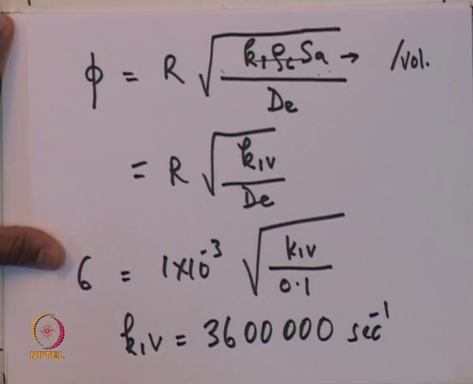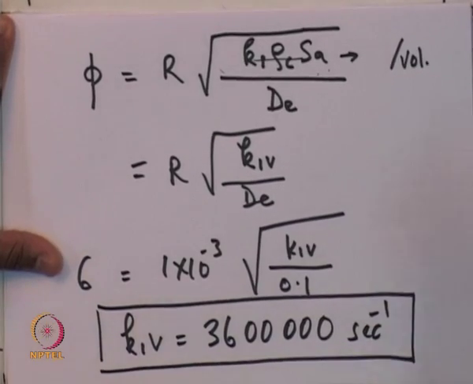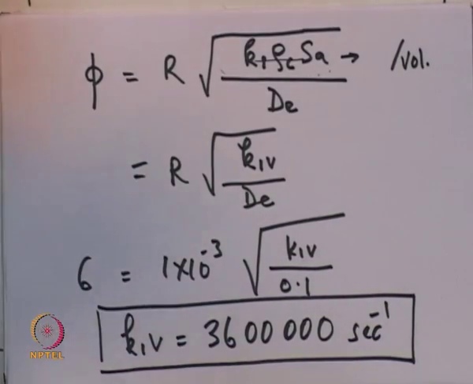We already seen that. So, I have determined the value of the intrinsic rate constant, which is not going to change. This value of rate constant is not going to change even if I change the diameter. Okay. So if I want higher values of effectiveness factor, I'm going to change the diameter, but the rate constant is going to remain the same. Remember that. Okay? Fine.